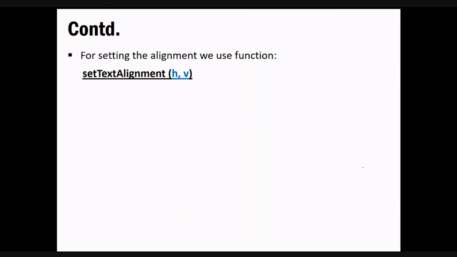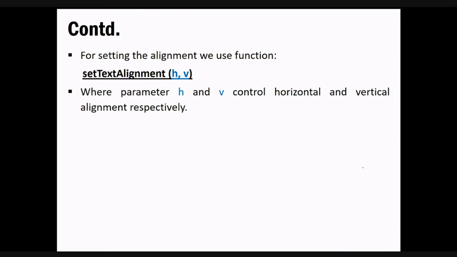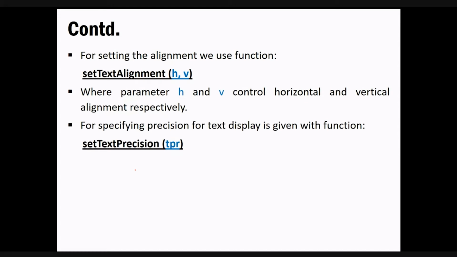For setting the alignment we have one more function, that is set text alignment. The parameters h and v control horizontal and vertical alignment respectively. You have seen this in school also. Let's suppose you want the word FAST in this manner, then a similar thing would be done by you. Many things can be done by these simple functions that are available to us.